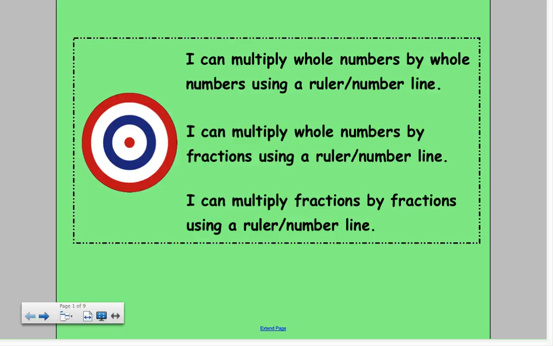Hey mathematicians. In this lesson, we're going to be covering three targets. We're going to be multiplying whole numbers by whole numbers, multiplying whole numbers by fractions, and then also multiplying fractions by fractions. And in all of these examples and targets, we're going to be using a ruler and a number line. Let's go ahead and get started here.